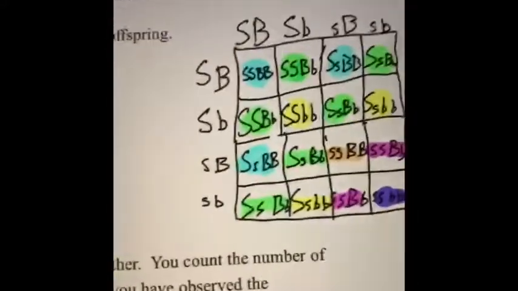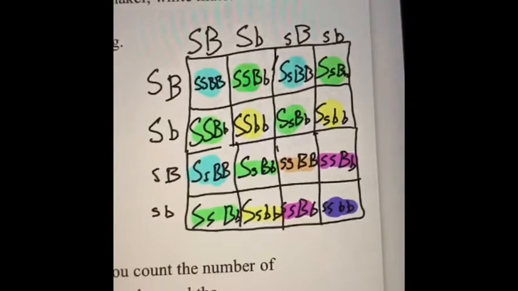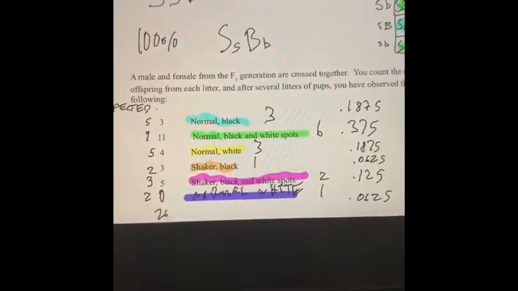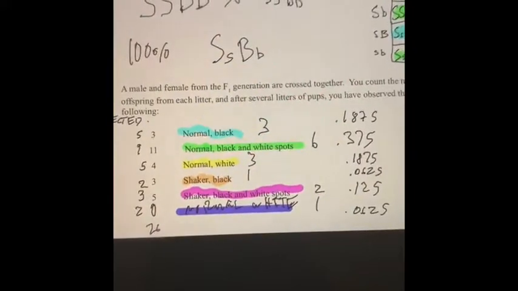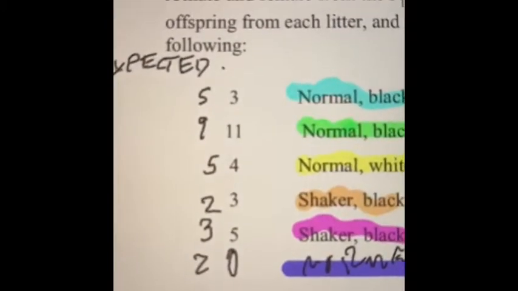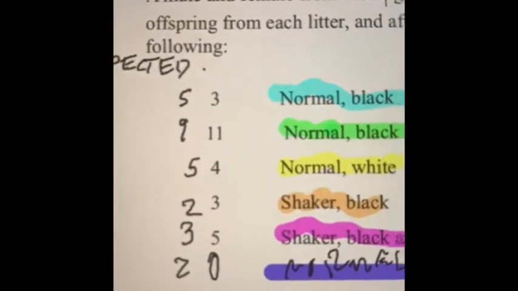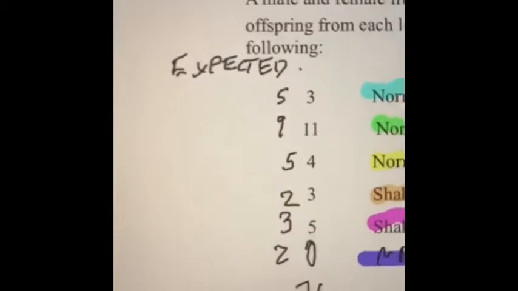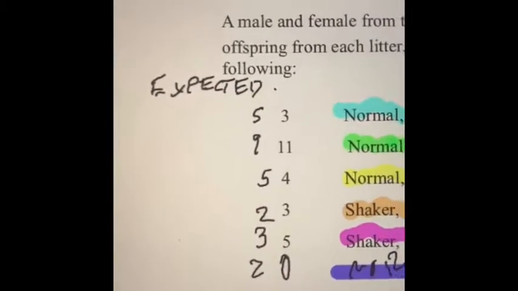So if we draw our Punnett square over here, which is a mix of 2 F1 offspring, we'll get these results. For all 6 possibilities, we have the observed, which is right here, that's 3, 11, 4, 3, 5, and 0, and the expected, which is 5, 9, 5, 2, 3, 2. So on the next page here, I have all the math drawn out.